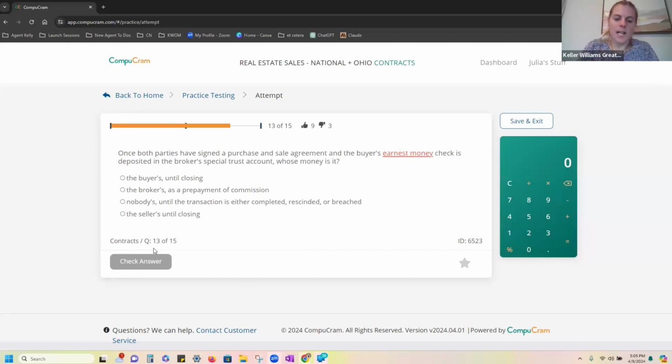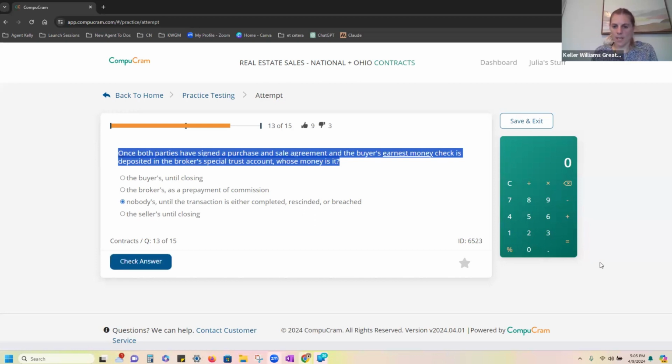So once both parties have signed a purchase and sale agreement and the buyer's earnest money check is deposited into the broker's special trust account, whose money is it? A, the buyer's until closing. B, the broker's as a prepayment of commission. C, nobody's until the transaction is either completed, rescinded, or breached. Or D, the seller's until closing. So whose money is it?